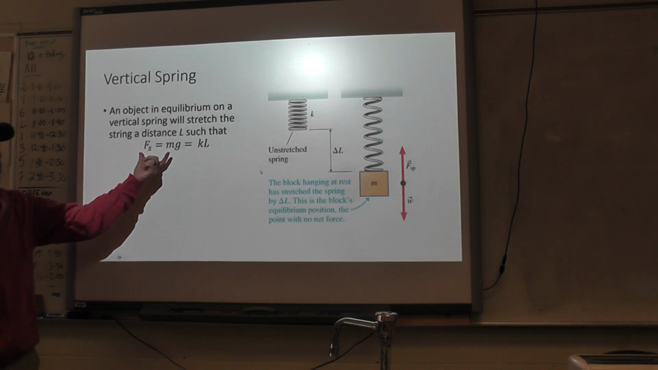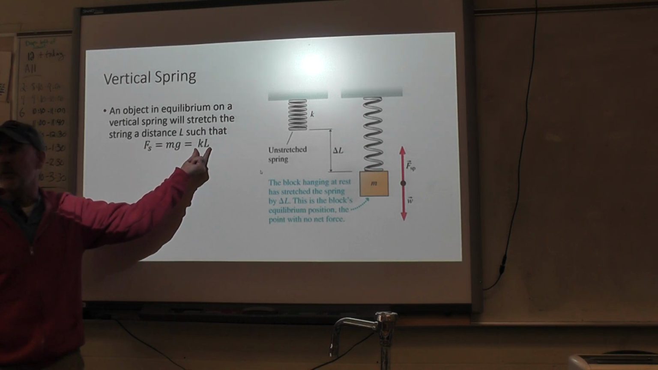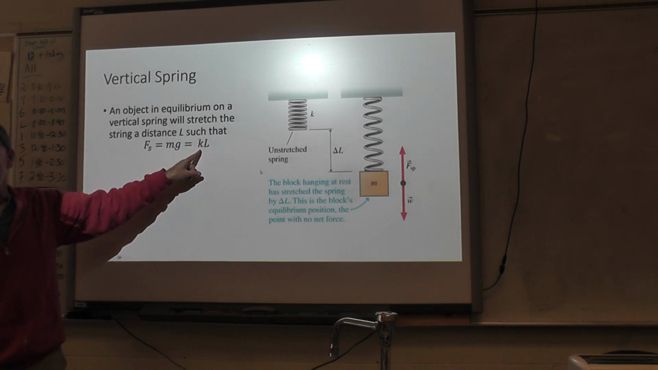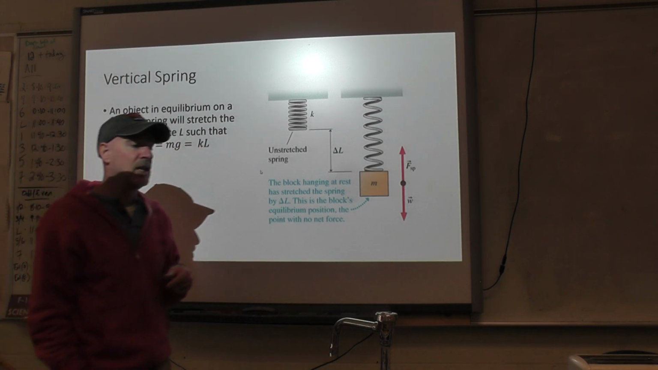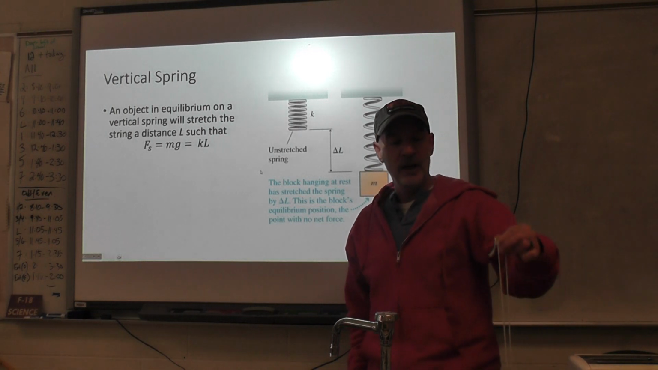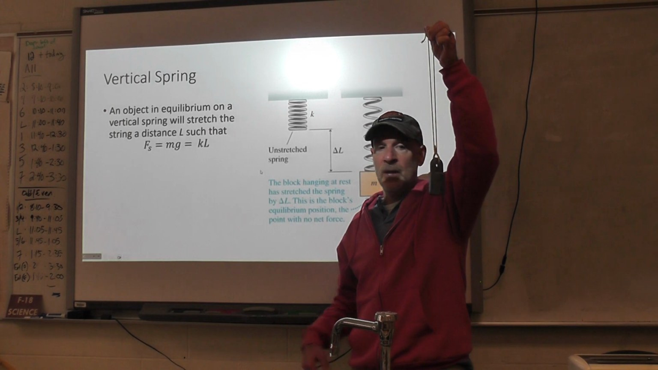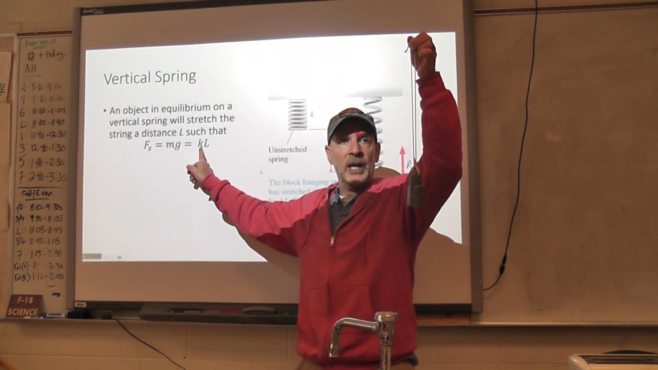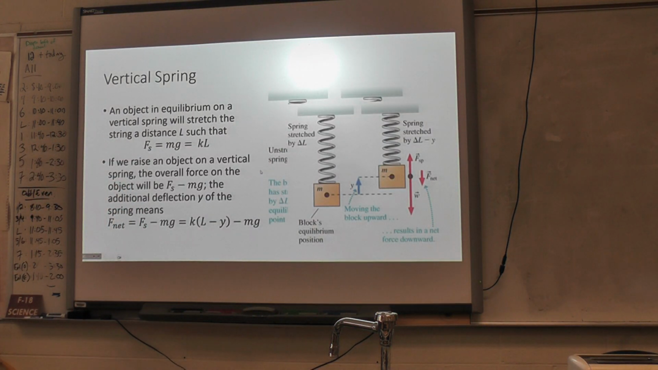If we take an object and we hang it from a spring at its equilibrium position, the weight is going to be equal to the force from the spring. There's no net force. The force from the spring is going to be k times the deflection. If we call the deflection at that equilibrium position L, then the overall force on the spring is 0. The downward force from gravity is mg. The upward force from the spring is kL. So kL and mg are going to be the same.